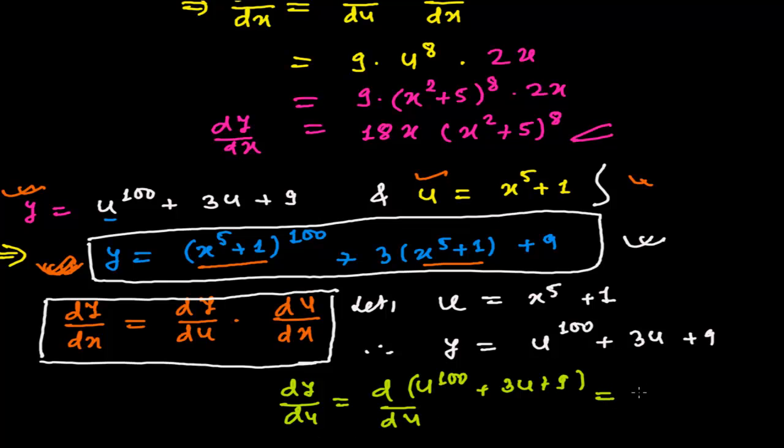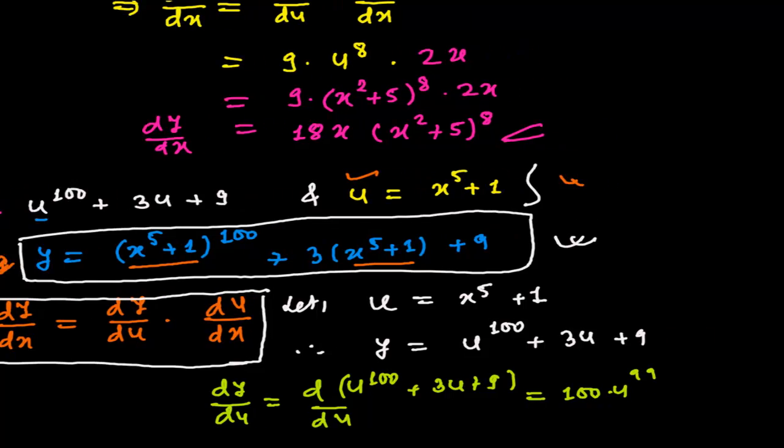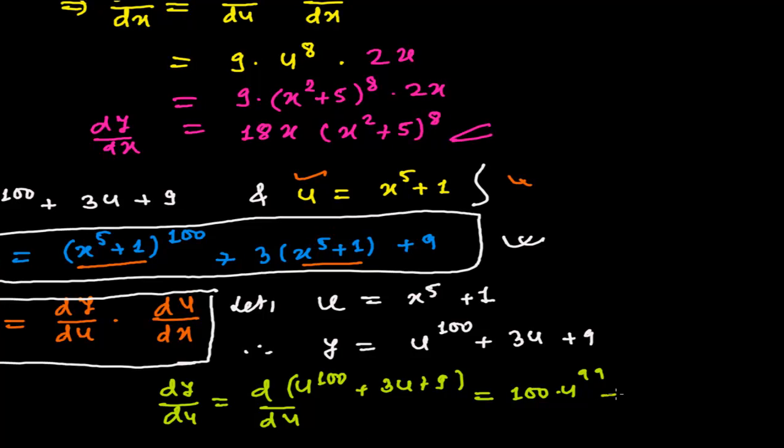Now what will I get? I'm just going to use the power rule and the sum rule. 100 times u to the power 99, actually one power gets reduced. I hope you know these things because we have done a lot of practice of this. And then plus this is 3u, right? Derivative of u with respect to u, that's 1, right? So simply I'm going to write here 3. So finally we get dy over du equals 100 u to the power 99 plus 3, right?